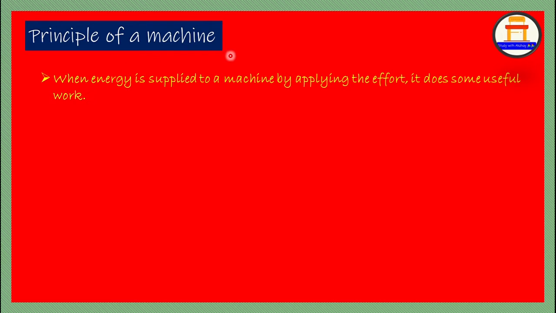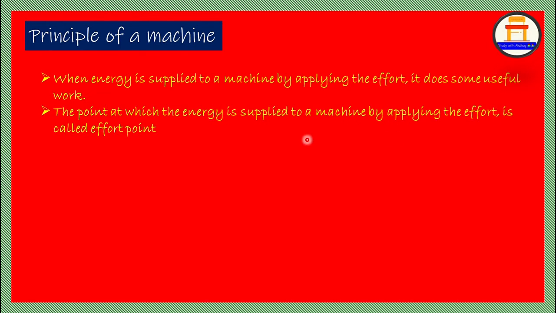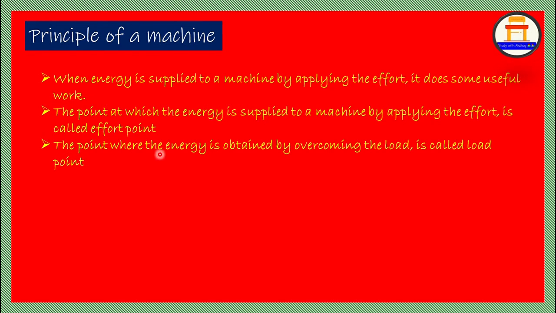Principle of machine. When energy is supplied to a machine by applying the effort, it does some work, or some useful work, to be more specific. So this is the principle. The point at which the energy is supplied to a machine by applying the effort is called the effort point. They might ask you to define effort point. The point at which the energy is supplied or where the effort is applied is called the effort point. The point at which the energy is obtained to overcome the load is called the load point.